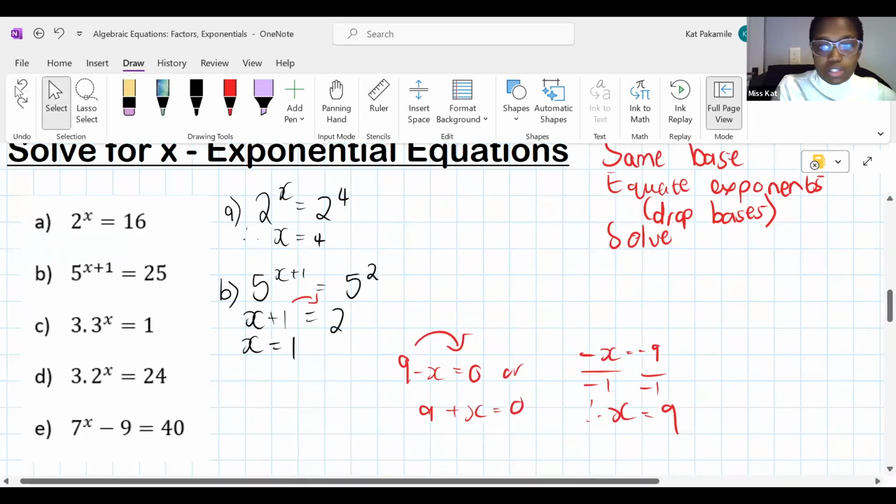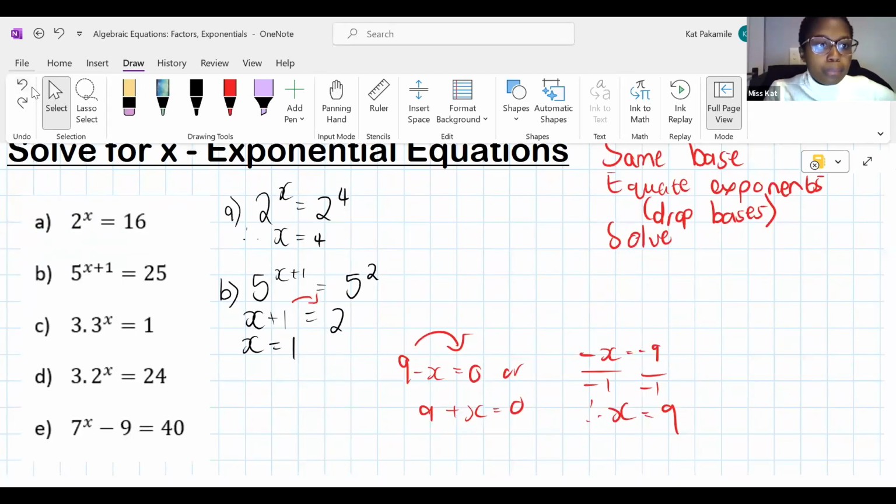Okay, so one is going to be a positive 9, but the other one has to be a negative 9. They're two different solutions. You're welcome.